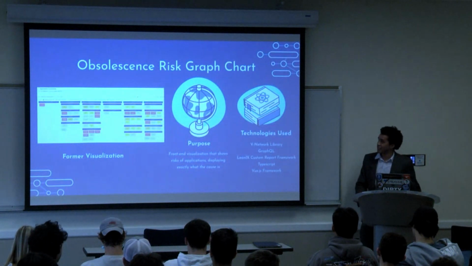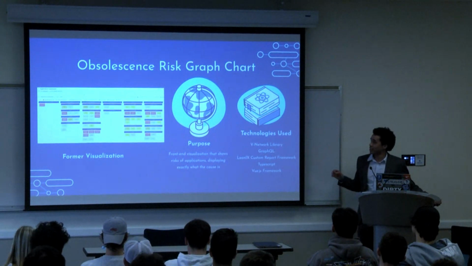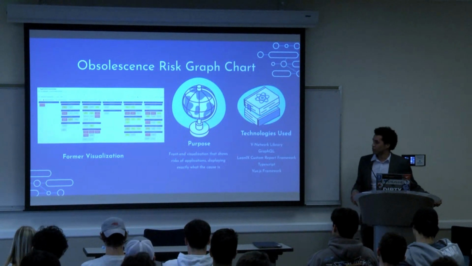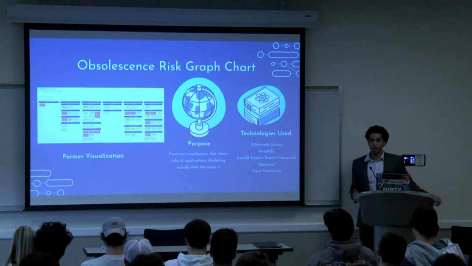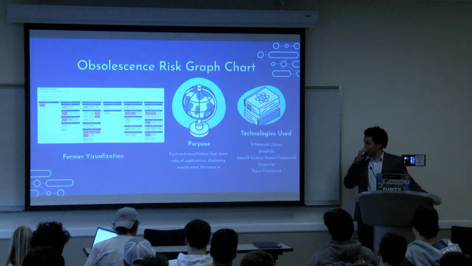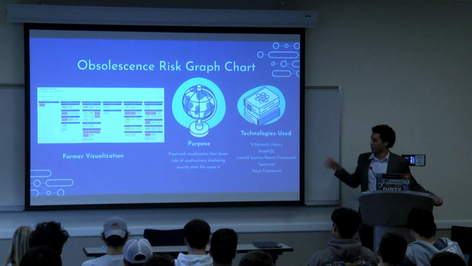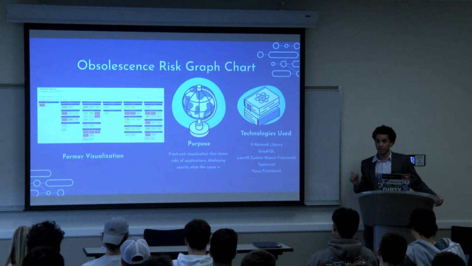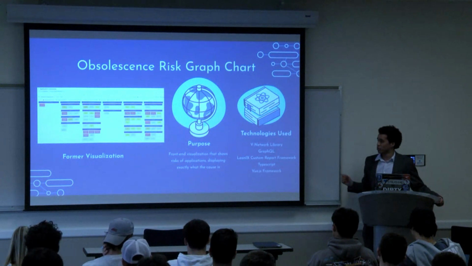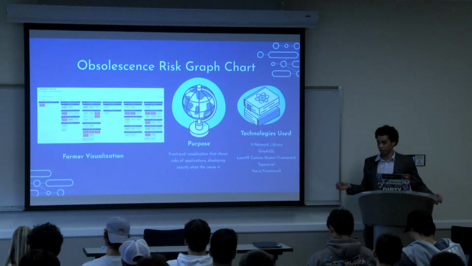So what was my specific task? Long name, but I worked on an obsolescence risk graph chart, which essentially wanted to show which technologies that a company was using were outdated or maybe were about to be updated. This is the former visualization we had. It's beautiful. The one problem that we had is that you couldn't exactly tell what was causing a certain risk, right? So we wanted to have a drill down view where you could pinpoint, okay, this is the exact thing that's causing this risk.